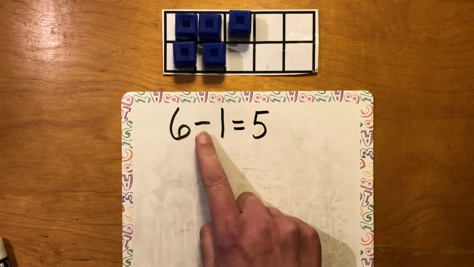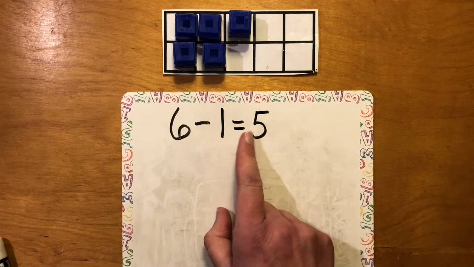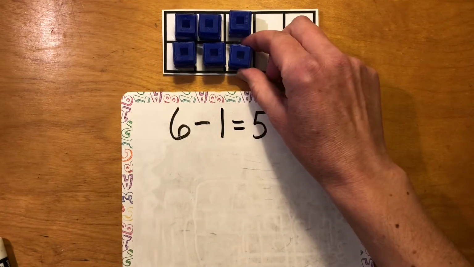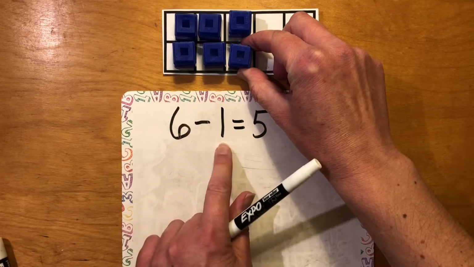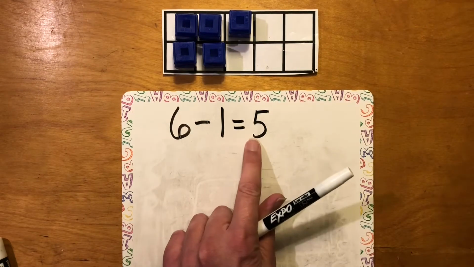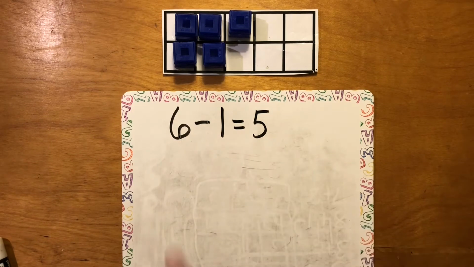6, take away 1 equals 5, and it's right here. We had 6, that represents this number. We took away 1, remove 1, and now we are left with 5. So 6 minus 1 equals 5, or 6 subtract 1 equals 5, or 6 take away 1 equals 5. There's different ways to read that number.